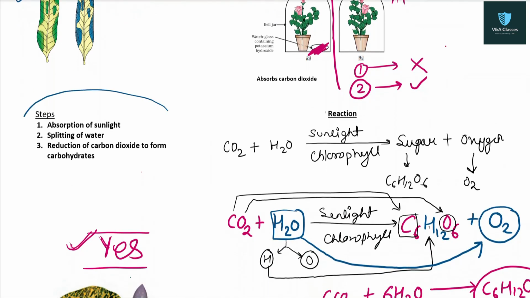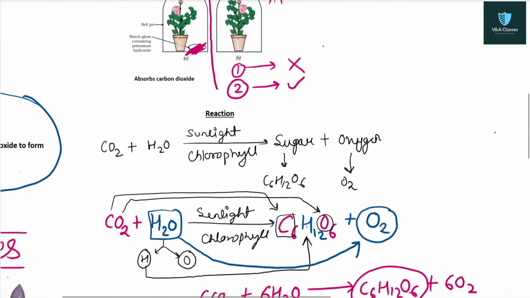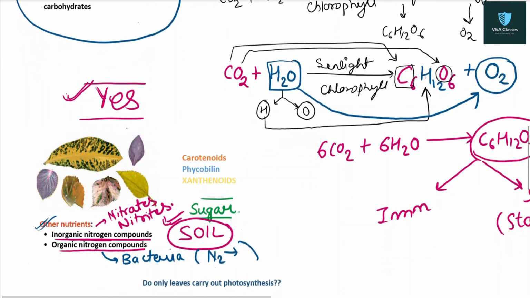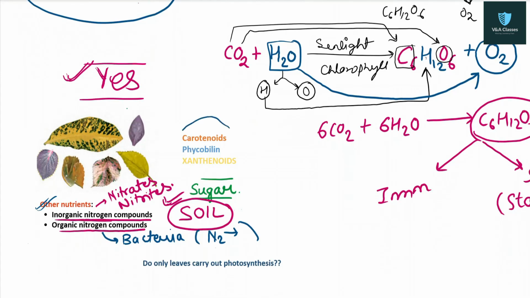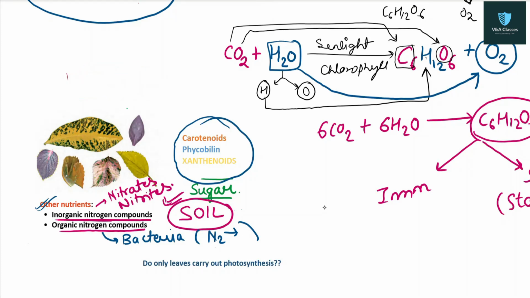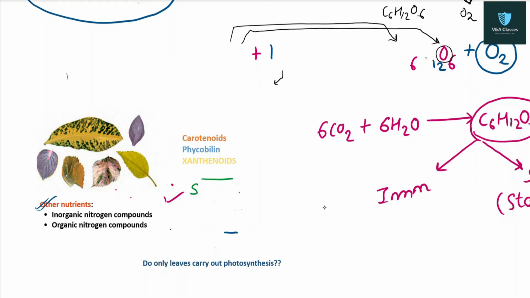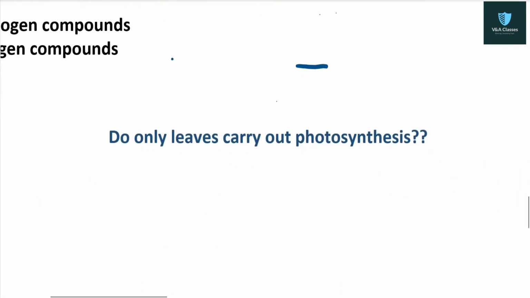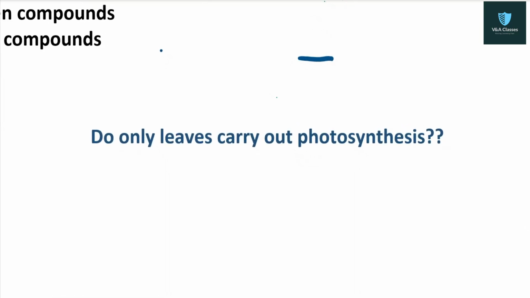Then we looked at the steps of photosynthesis. Then we looked at the final reaction of photosynthesis. And finally, in the end, we discussed that there are some other pigments as well which are present in the plants. Now let's come to our final question of this video. The question is, do only leaves carry out photosynthesis? The answer is no. It's not just the leaves.